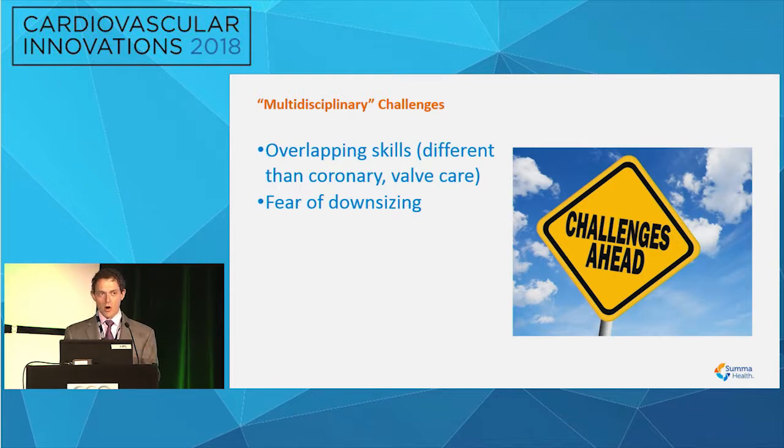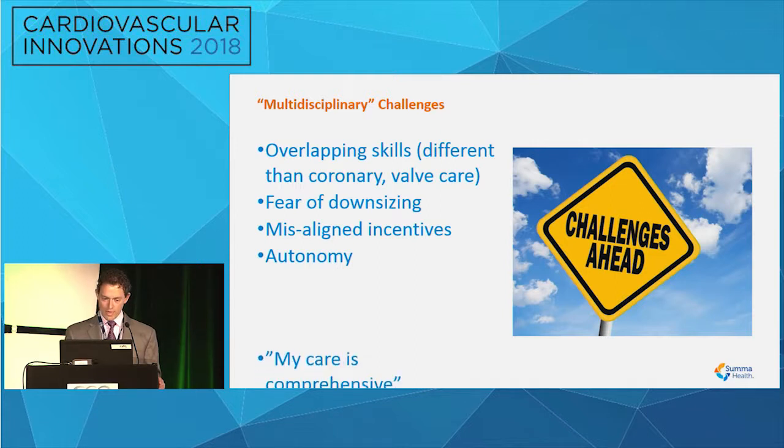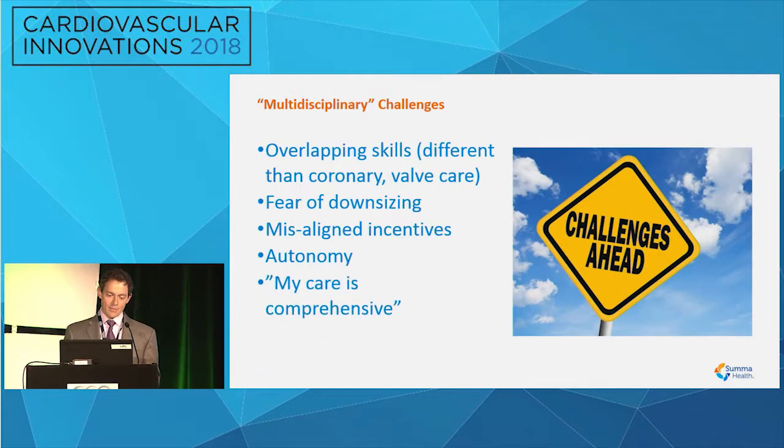If you try to gather all the endovascular specialists together and coordinate care among them, potentially your health system could say, well, we have a lot of people doing similar procedures, we need to downsize this. So, fear of losing some of your members. Misaligned incentives: you want to incentivize people to collaborate, not to compete against each other within your health system. The idea of autonomy: everybody who does endovascular work probably feels they do it the best way, and they want to maintain that autonomy. And then the idea that my care is comprehensive.